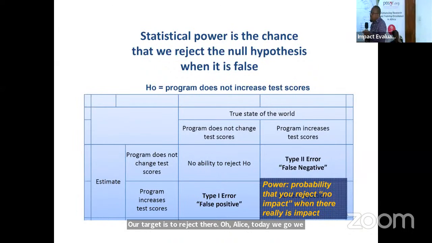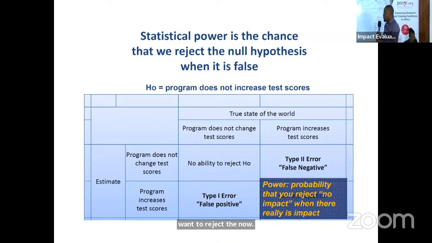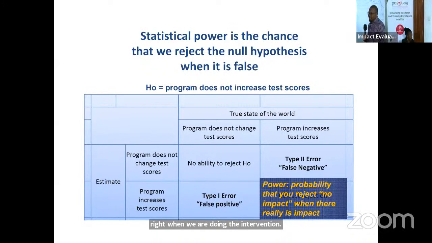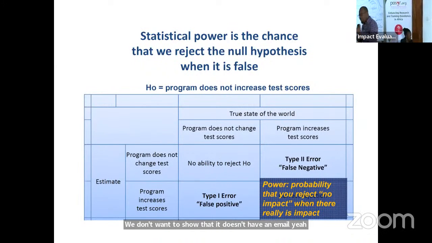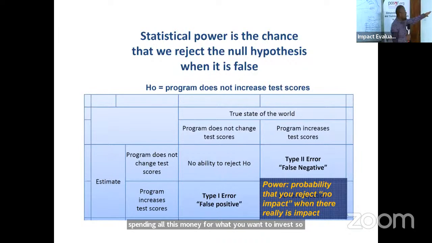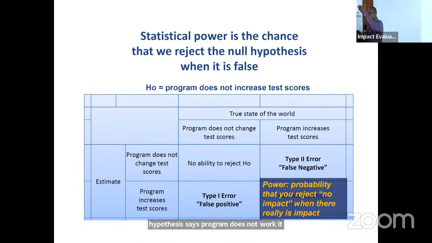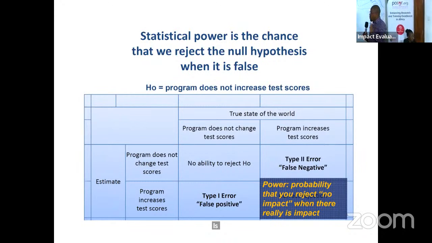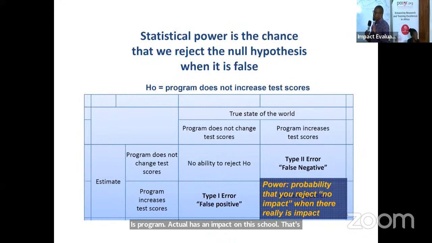The null is phrased in a negative way, in negation, right? When we are doing the intervention, we don't want to show that it doesn't have an impact. We are spending all this money for what? We want to invest so that we can actually demonstrate impact. So if the null hypothesis says the program does not work, essentially we want to accept the alternative, which is that the program actually has an impact on test score. That's our goal.